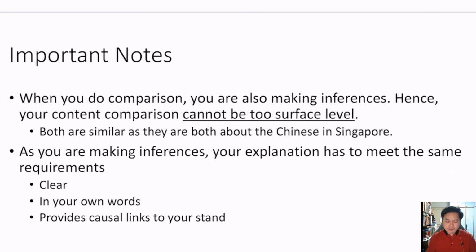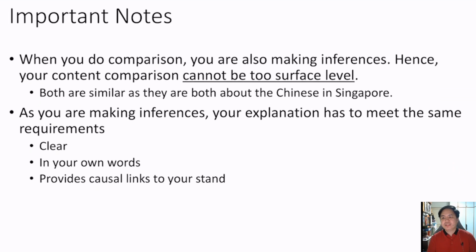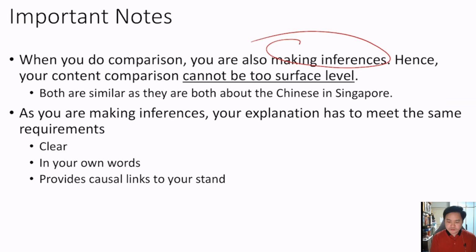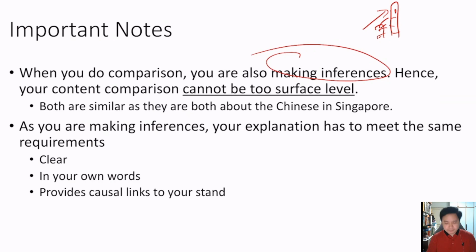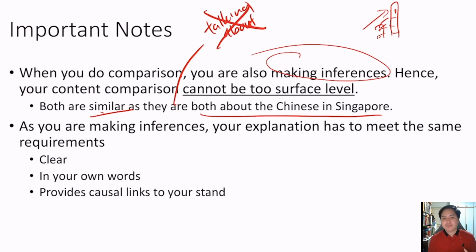Now, important notes. When you do your comparison, you are also making inferences, right? Hence, like what I said just now, you must go one level above. It cannot be something too surface level. For example, if you say both are similar as they are both talking about, okay, I dislike this phrasing by saying talking about. Tell me exactly. Don't say they're talking about the topic. Tell me what about the topic they are talking about. Both sources are similar as they are both about the Chinese in Singapore. What about the Chinese, right? As long as they put the word Chinese there, then you wrote both are similar in the Chinese. So this one is not acceptable. It's too surface level. You have to go one level above.